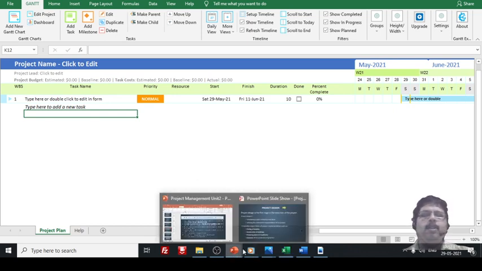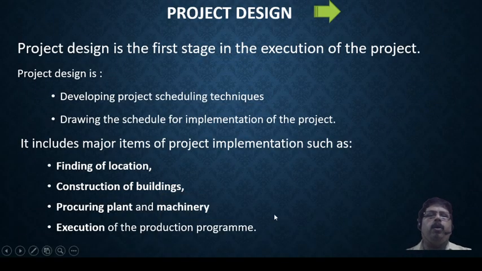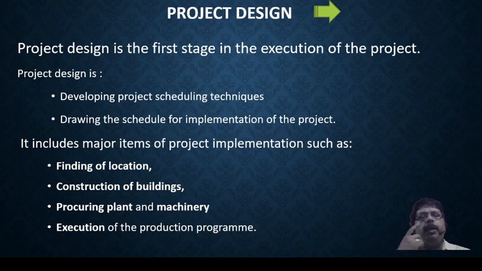So the subject is not just about theory. You have some practicals or case studies to be executed, and you have to do this execution part in the implementation, and it starts from design. Now let us discuss what it includes, the major items of project implementation, such as finding a location, construction of a building. See, there are many things. Suppose you want to make a construction, then you need to find a location, then construct the building, procure plant and machinery, and execute the production program.